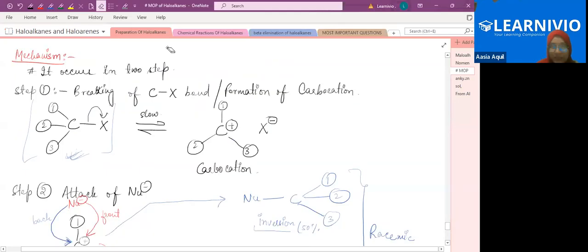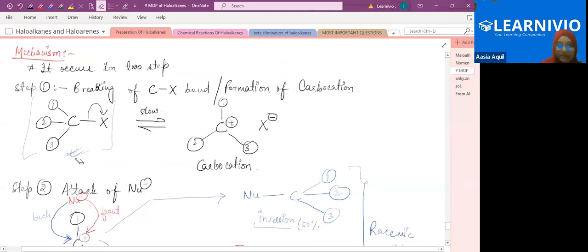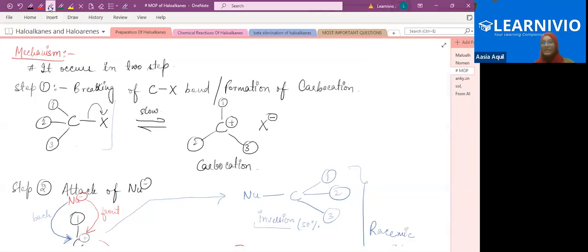Okay, let's understand the mechanism. First try to understand the mechanism, after that you will write. Basically, the mechanism is very, very important for both reactions, SN1 and SN2. First, try to understand the mechanism. Since the SN1 reaction, we have seen, occurs in 2 steps, the first step is always the formation of carbocation, meaning the breaking of the C-X bond, or the formation of carbocation.